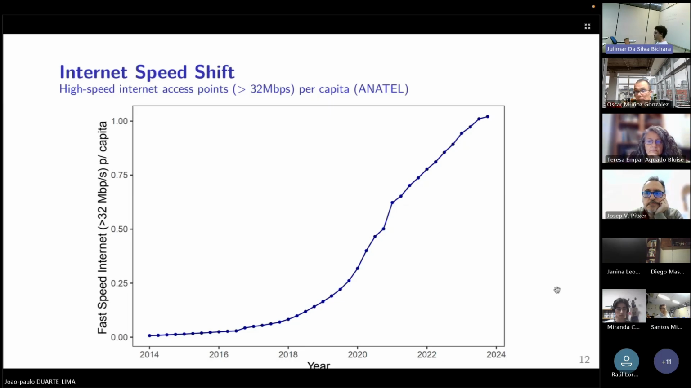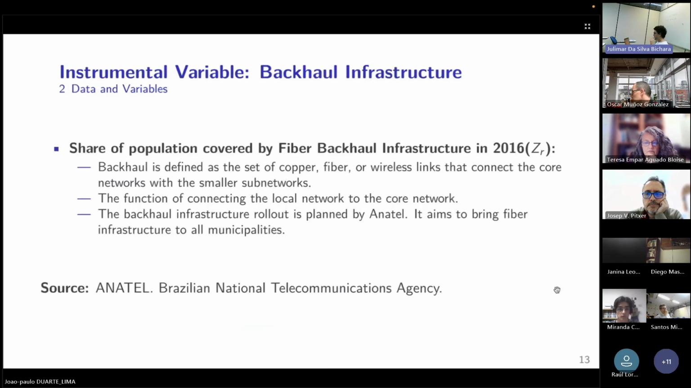So it's widely available, and it's this shift of internet access that I will use as my source of variation to explain transitions. And my instrumental variable here is the share of population covered by backhaul fiber infrastructure. So if in your region you have a cable, the infrastructure that brings internet to your municipality, there is a higher chance that you will have high internet speed.